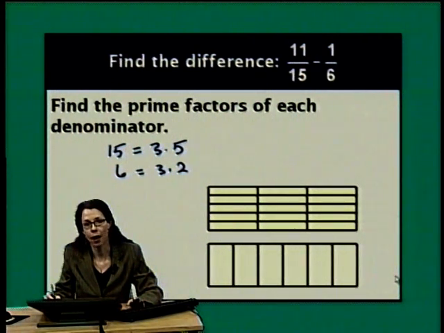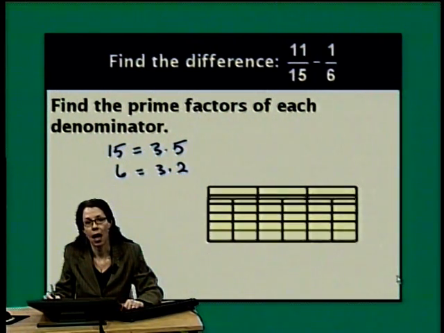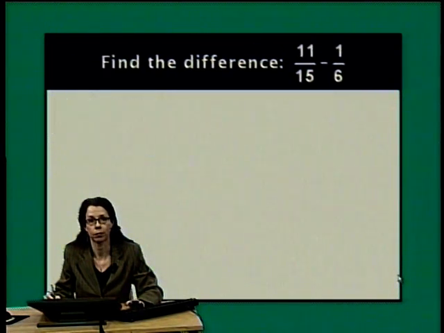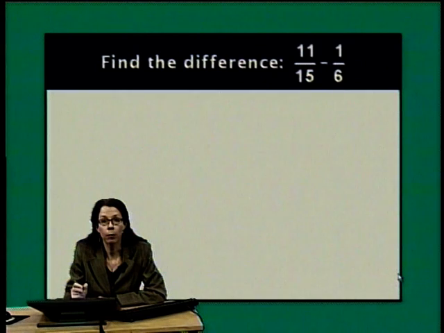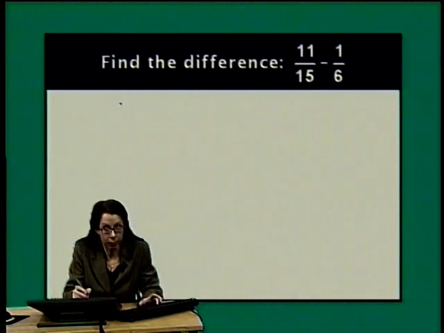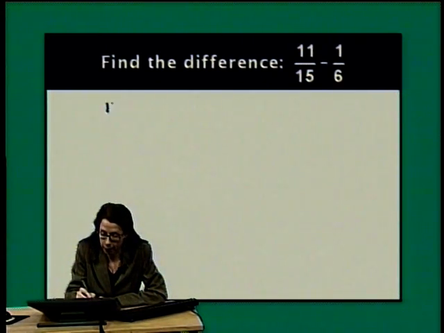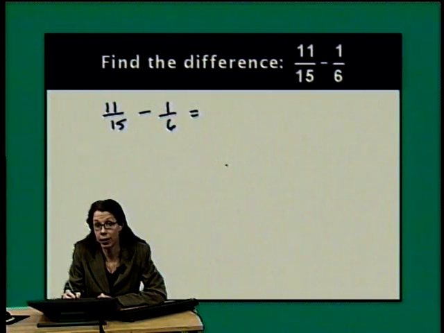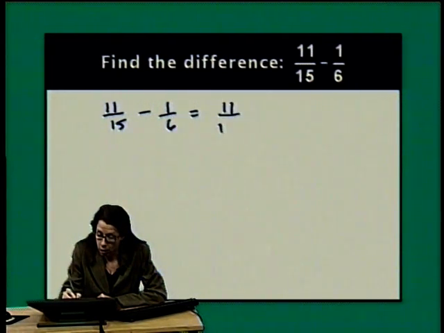When I put these 2 fraction bars together, I get a fraction bar with 30 equal parts. If we think about it, 30 is indeed the least common multiple of 6 and 15. So now I can find the difference. What I'm going to write here are some intermediary steps: 11/15 minus 1/6. I know that I'm going for a common denominator of 30.